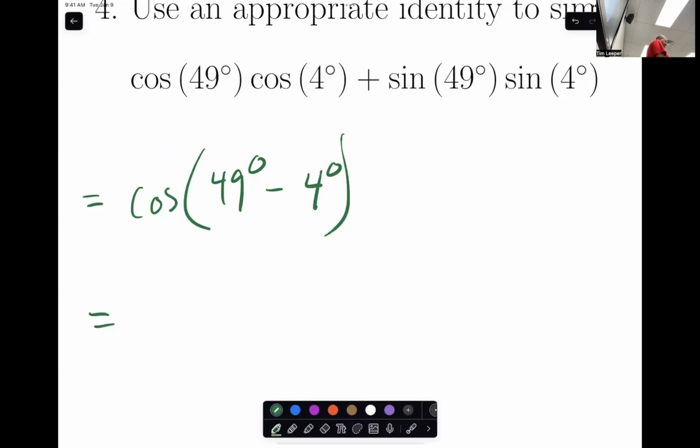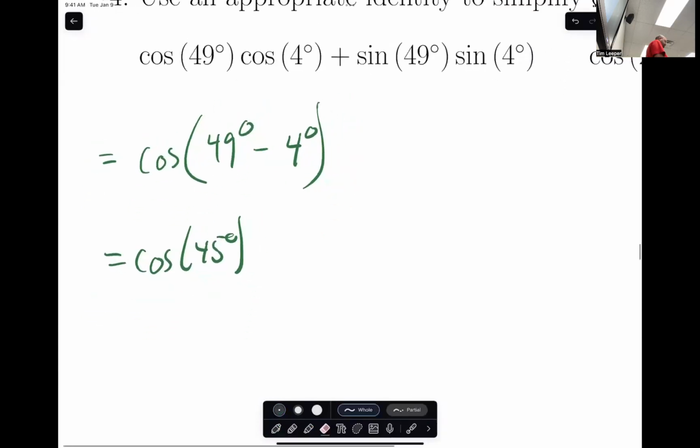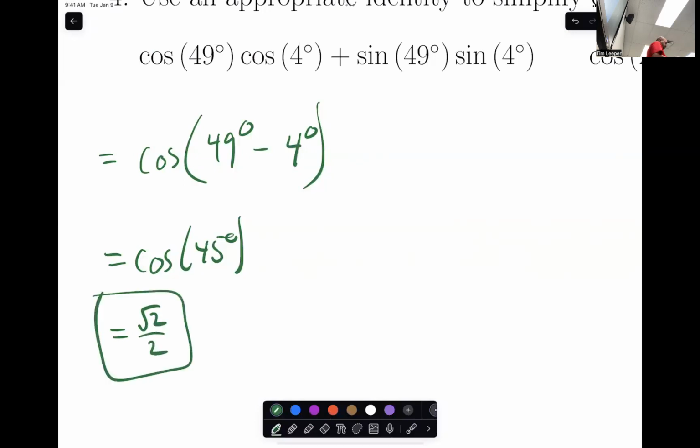So this is just going to give us the cosine of 45 degrees, and the cosine of 45 degrees is what? There we go.